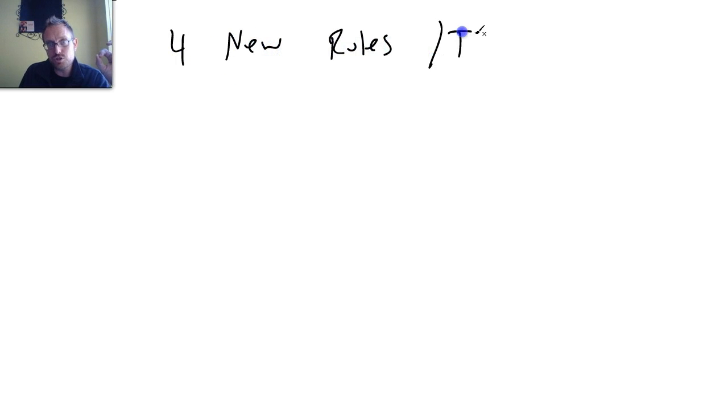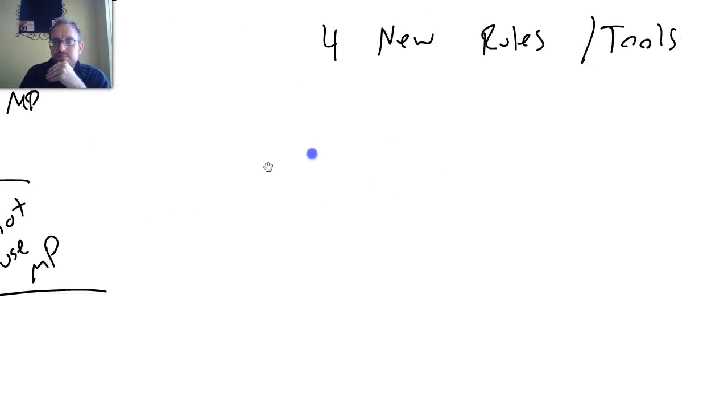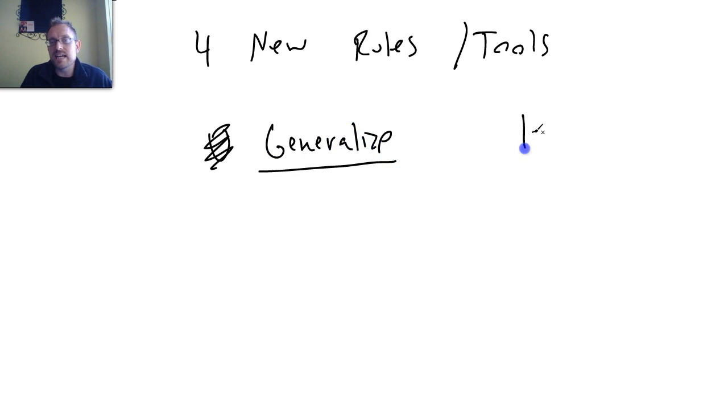In this video, we're going to add to our tool set. We're going to add four new rules, or tools, in order to solve these sorts of problems. Now, these four new rules consist, on the one hand, of the need to either generalize or instantiate quantifiers.